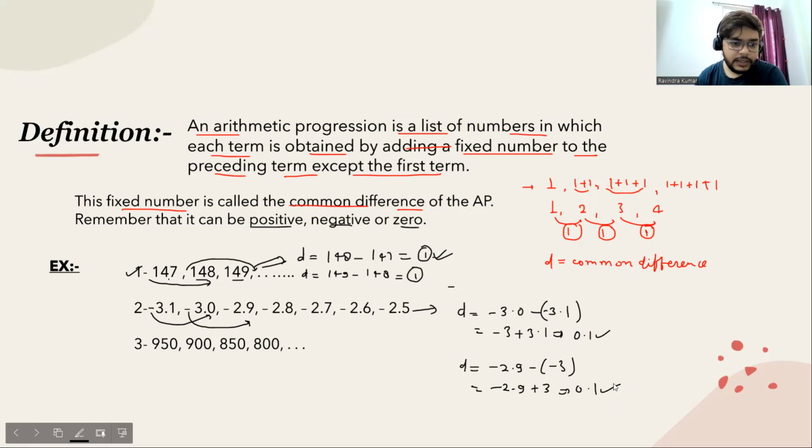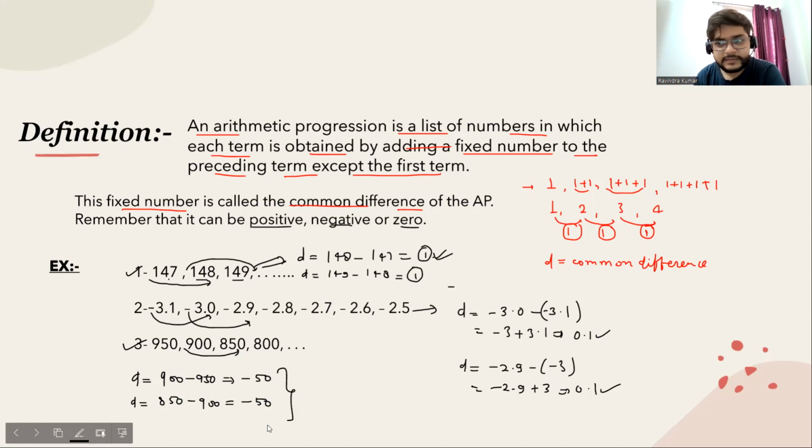Got it? Okay, so try to find out the common difference in the third one. D is equal to second term minus first term, so 900 minus 950, so it will be minus 50. Now if we calculate the common difference between these two terms, the second term, that is 850, minus first term, that is 900, again we will get minus 50. So here the common difference is minus 50. Got it?